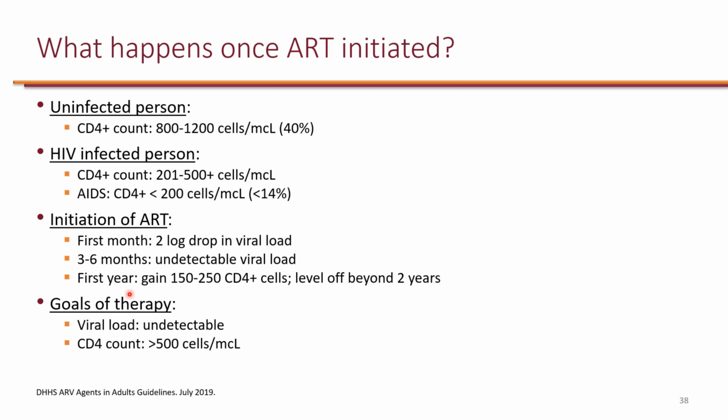Now, when it comes to CD4, within the first year, it's expected that patients will gain about 150 to 250 CD4 cells, and this levels off beyond 2 years, so this will not continue to go up to normal. So the goals of therapy are to have an undetectable viral load and to have a CD4 count of at least 500. And that's because typically less than 500 is when opportunistic infections start to emerge, especially if it's less than 200.